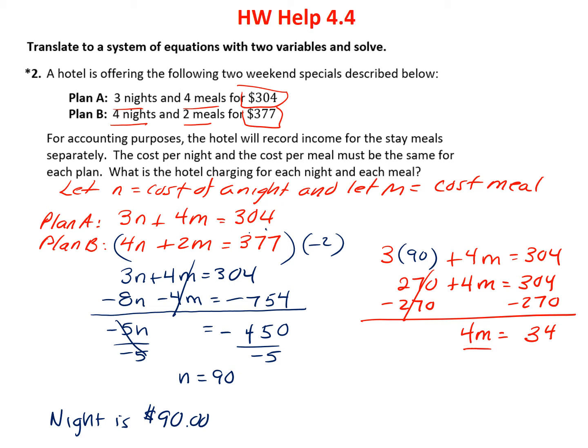So m, divide both sides by 4. So m is going to be 34 divided by 4, which ends up being 8.5. So we end up having that our meals cost $8.50 each. And that's our problem.